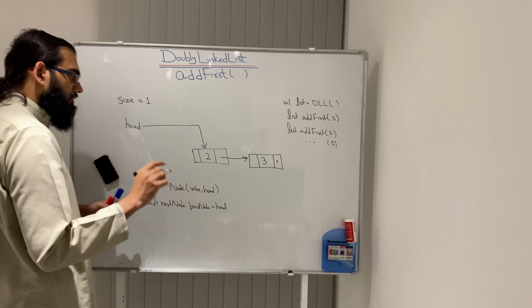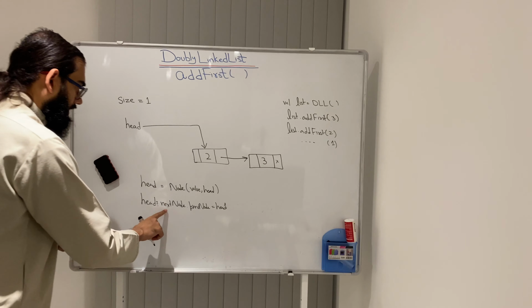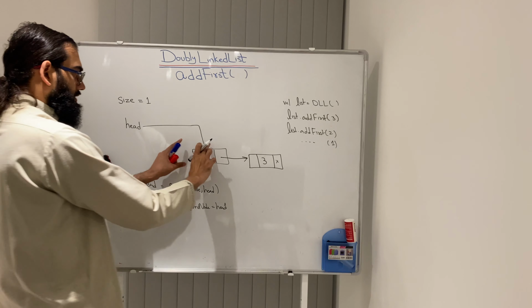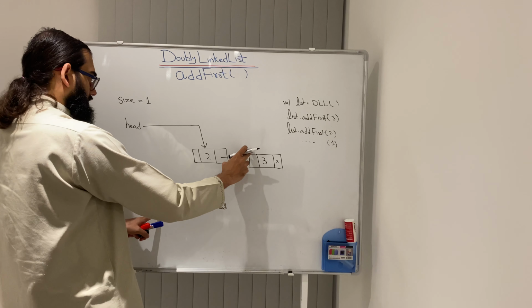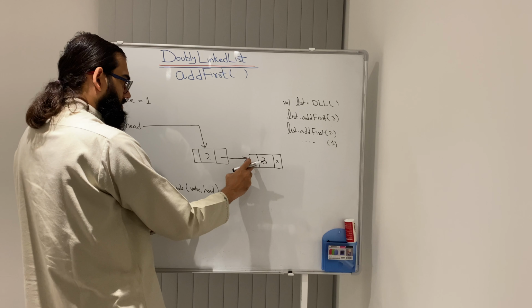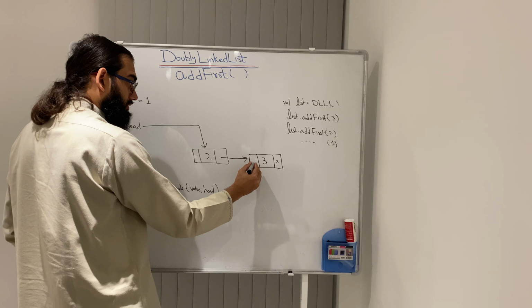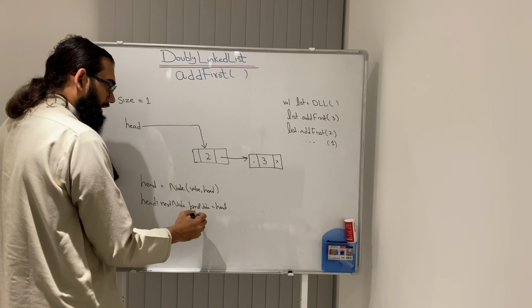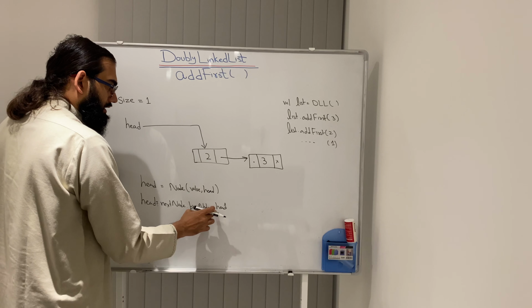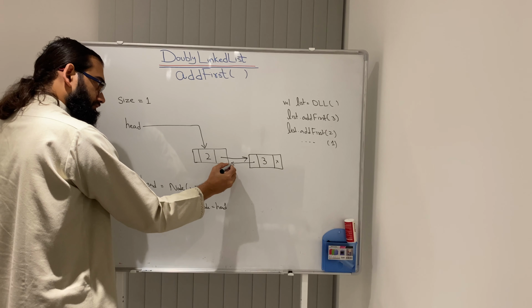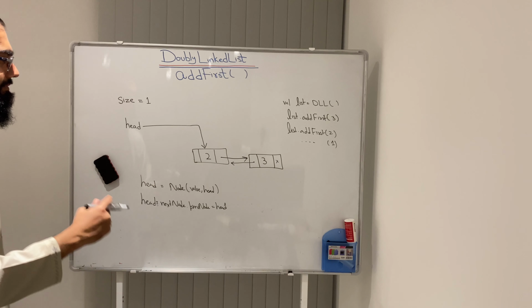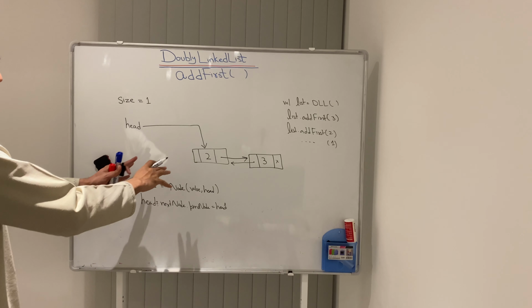I hope you are with me until here. Now in this case, head.nextNode, which is this, is not null. Yes, go to this previous node. So now this is the previous node, and assign the head. So this is head. So now we have a complete doubly linked list. I hope this makes sense.